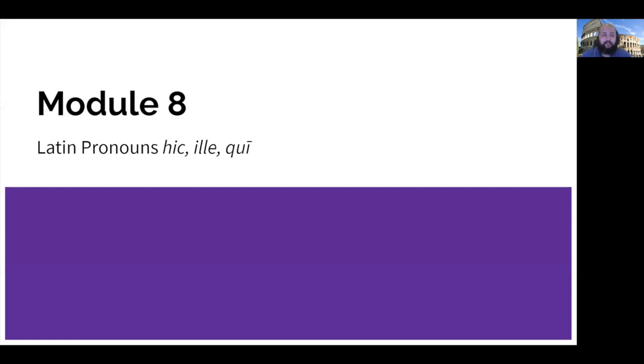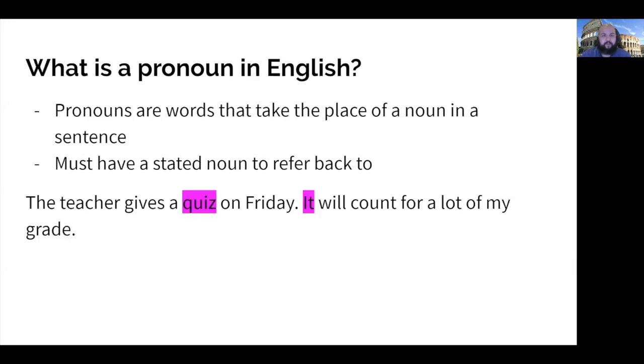Today, we'll be talking about Latin pronouns, specifically the pronouns hic, ille, and qui. Let's get started. When we want to talk about pronouns, we need to figure out what pronouns are doing in English before we can discuss them in Latin. So we need to answer the question, what is a pronoun? Remember that pronouns are words that take the place of a noun in a sentence. And the most violated rule about pronouns is that they must be referring to a stated noun. So you can't just use a pronoun without first stating what it's referring back to.